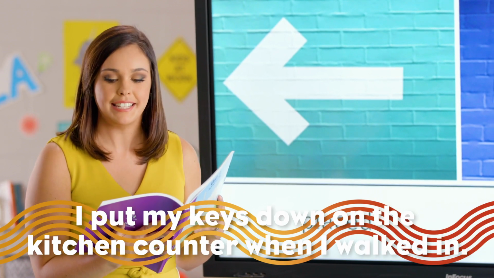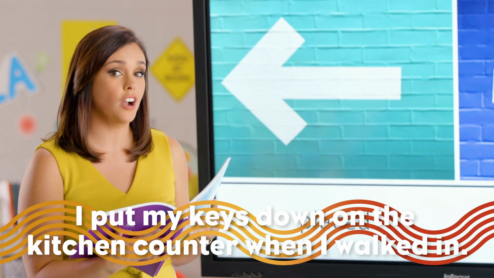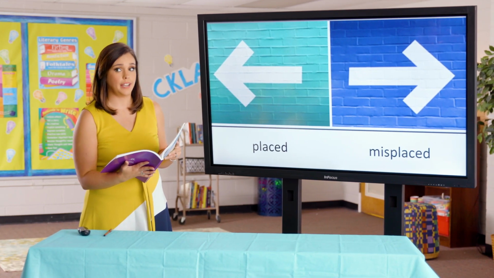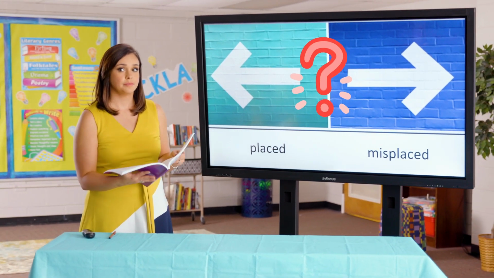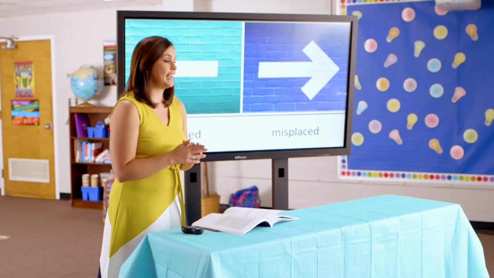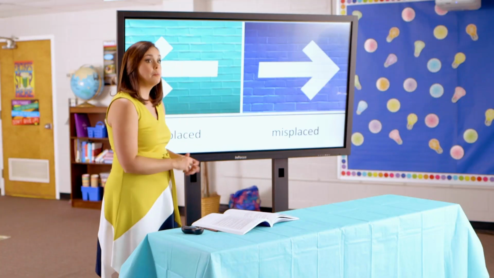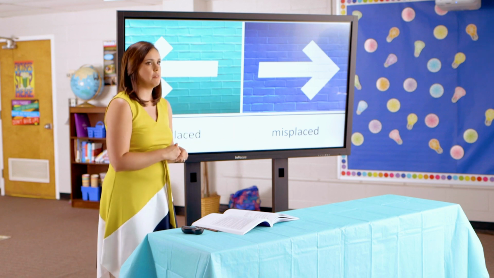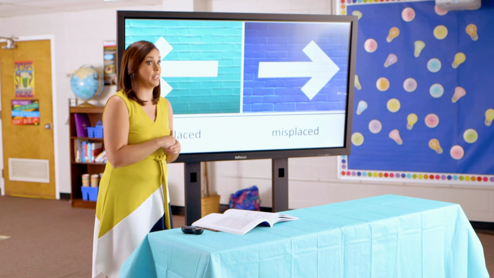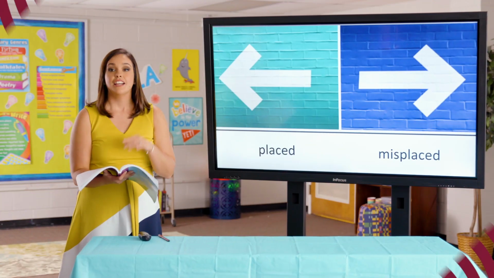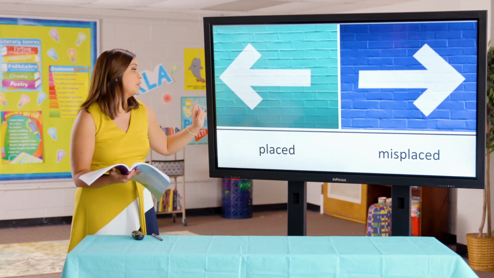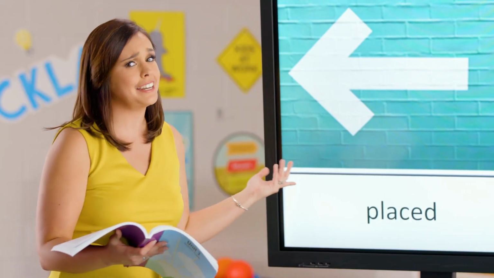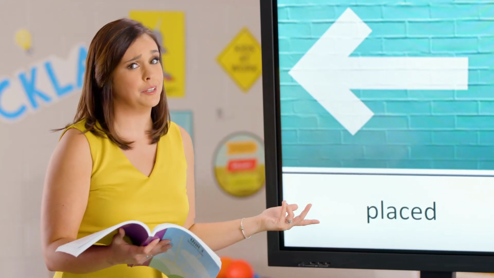I put my keys down on the kitchen counter when I walked in. Is this placed or misplaced? Right, this is placed because they put their keys down on the counter. If they misplace them, that means they put them in the wrong place. So make sure that you have slid by the word placed under the green arrow. Miss Tilly was already standing near the green arrow, so I didn't need to move.